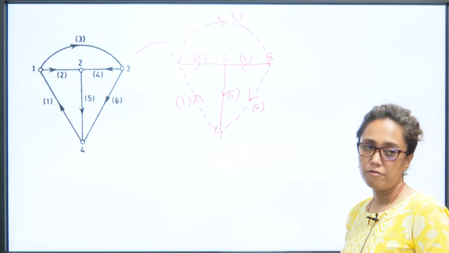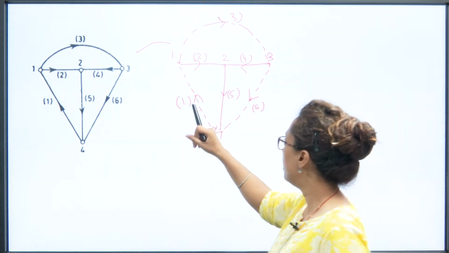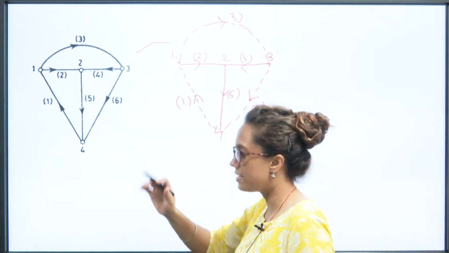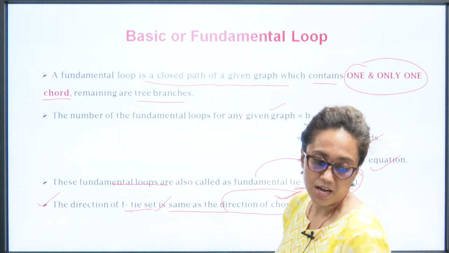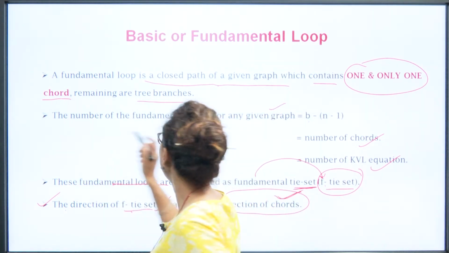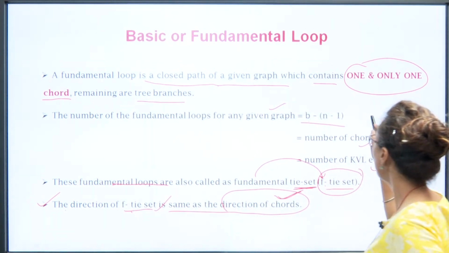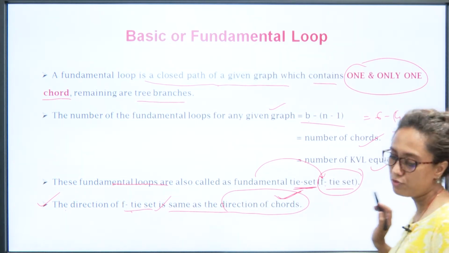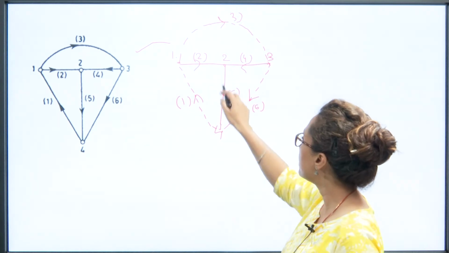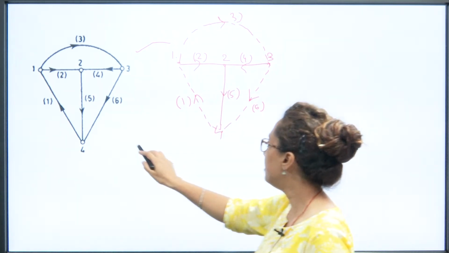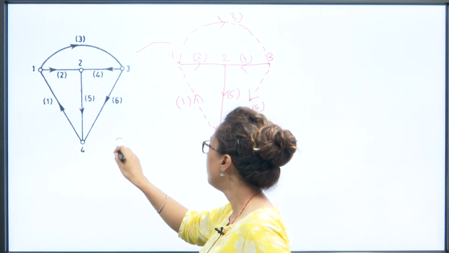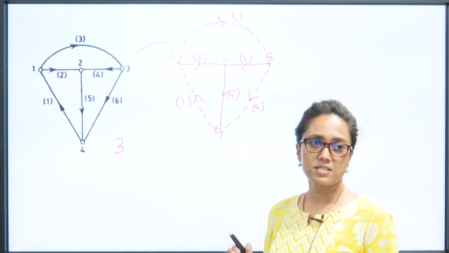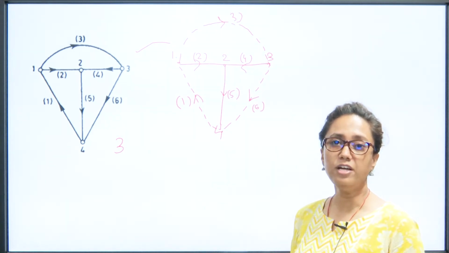So in this graph we have taken only one tree, right? As the previous slide says, the number of fundamental loops will be b minus n minus 1, which is equal to 6 minus 4 minus 1, that is equal to 3. It means for this given tree, we will have three fundamental loops. See, a fundamental loop contains only one chord, right?